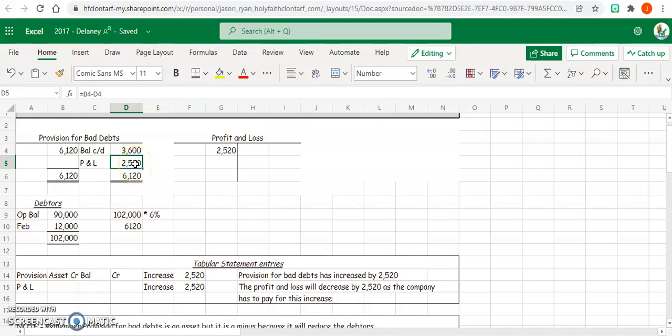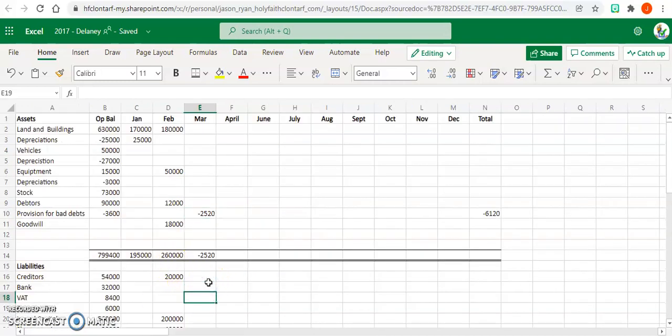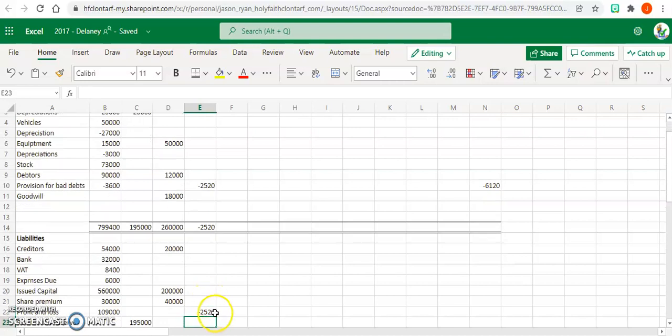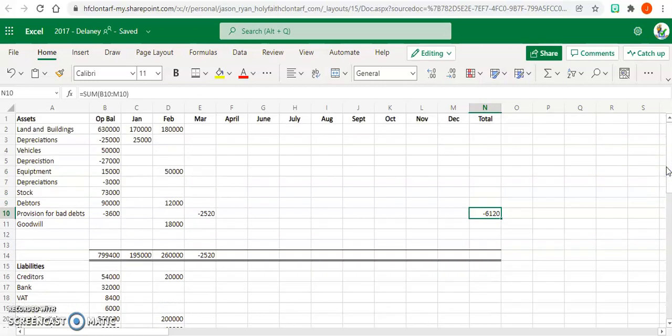So you're going to credit your provision for bad debts account, and you're going to debit your profit and loss account. So that's going to be an expense in the profit and loss account. So our profit and loss is now going to decrease. And that's what we have down here. Profit and loss account's going down by 2,520. And our provision for bad debts is a minus anyway, 2,520. And in your total column then, you'll have 6,120. And that's your March adjustment done for Delaney.